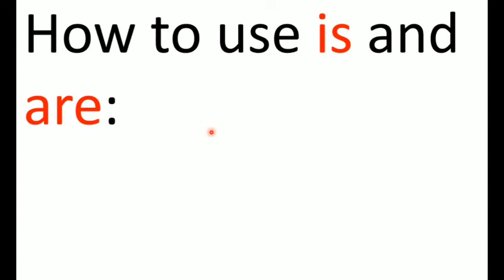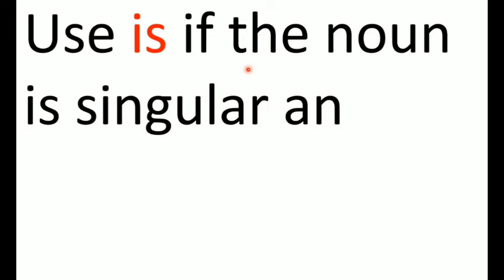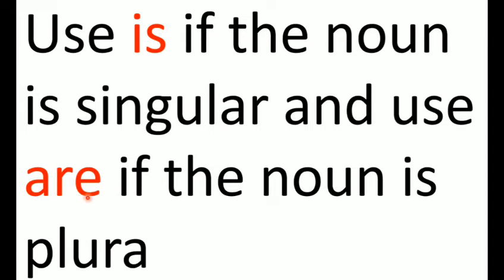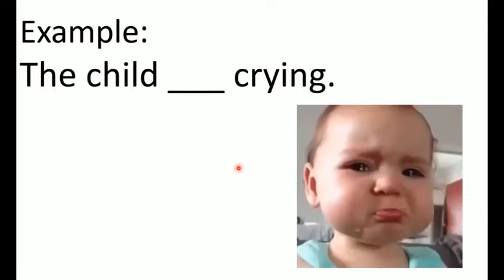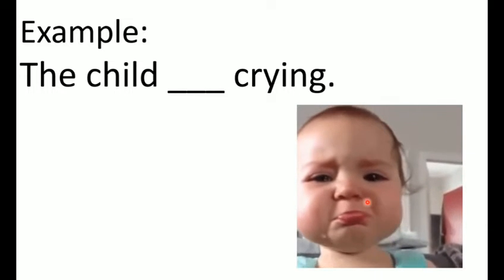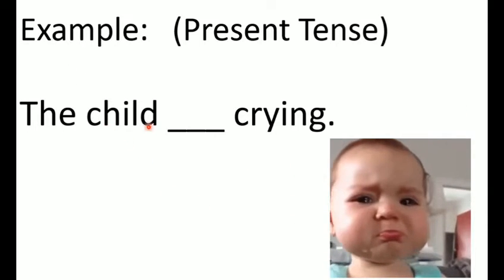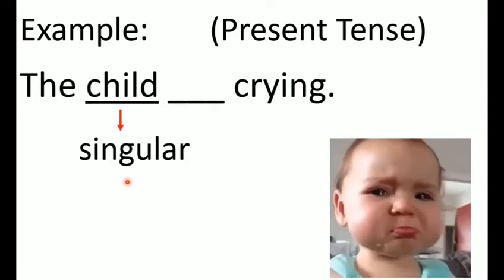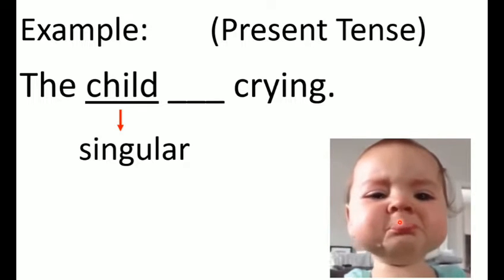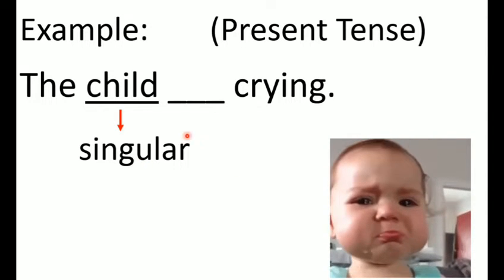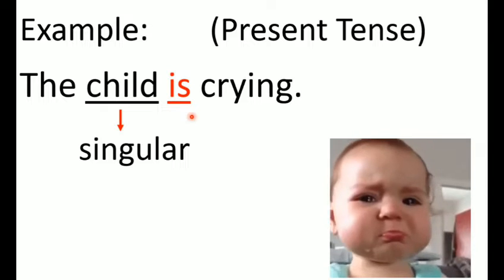Alright, let us start. How to use is and are. First, use is if the noun is singular and use are if the noun is plural. Alright, example. The child blank crying. Okay, we have one child here. And child is, of course, singular. Dahil isa lang ang ating noun dito, this is singular, kaya ang ating verb na gagamitin ay is.